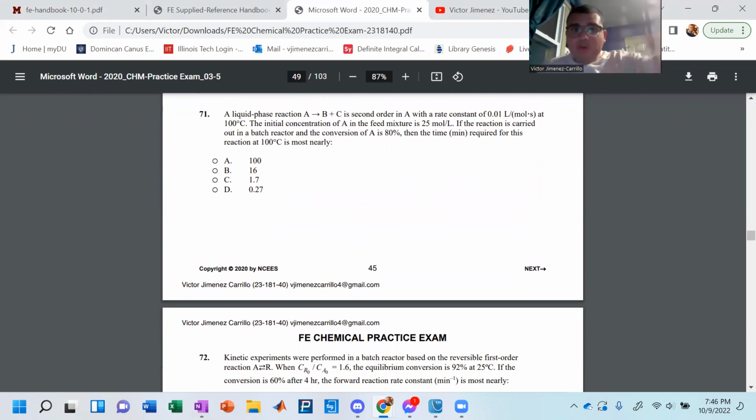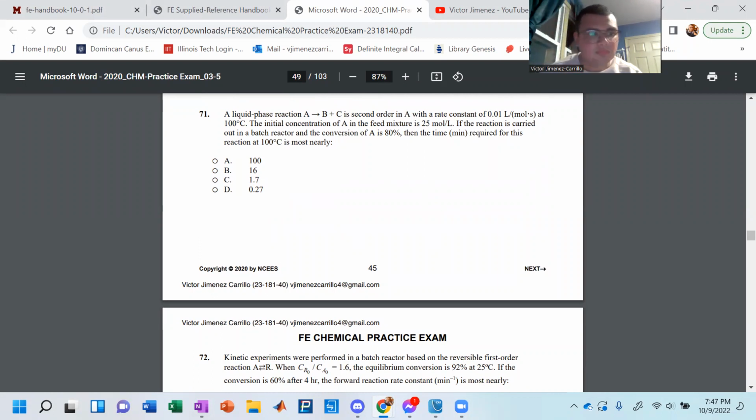71. The liquid phase reaction, A yields B plus C, is second order in A with a rate constant of 0.01 liters per mole second at 100 degrees. The initial concentration of A in the mixture is 25 moles per liter. If the reaction is carried out in a batch reactor, the conversion of A is 80%, and the time in minutes required for this reaction is most nearly blank.